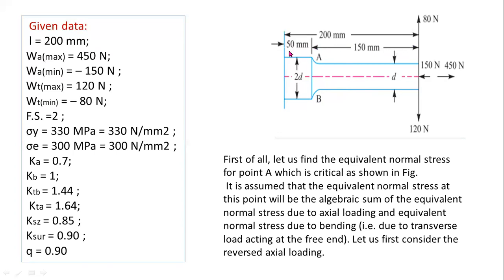Don't consider 50 mm, because we are considering the bending loads at critical points A and B. Here the distance between the load and point A is 150 mm, so you have to consider only the length 150 mm. Don't consider 50 mm.